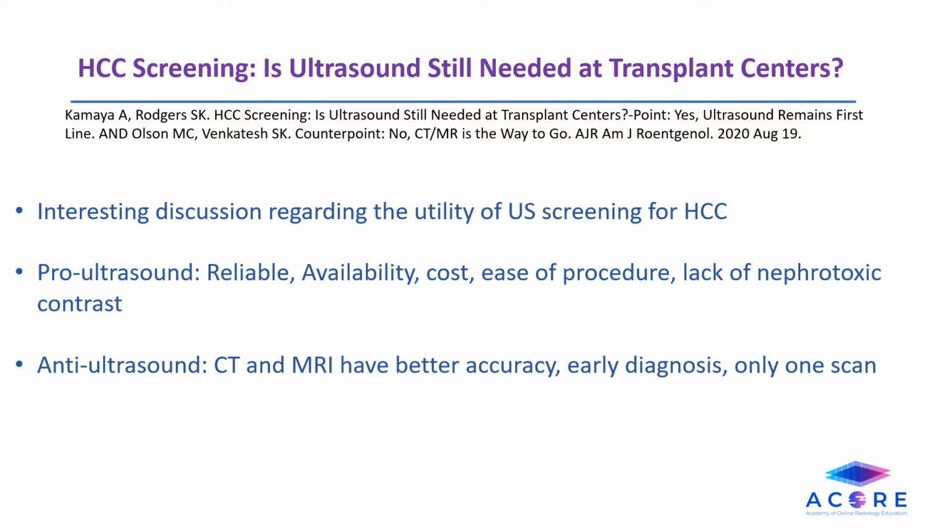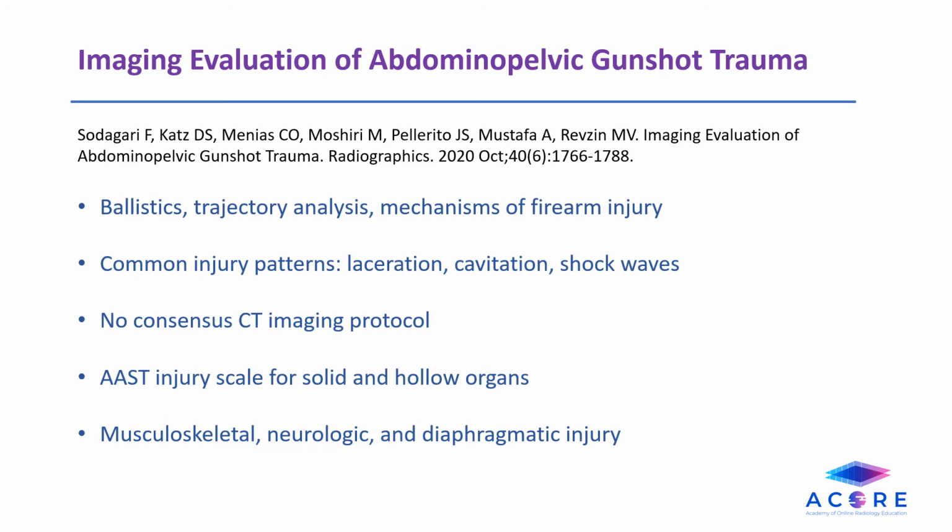The pro-ultrasound authors state that cross-sectional imaging may be more accurate, but that does not necessarily make it the better screening test. The counterpoint authors argue that CT and MRI are better due to their superior ability to diagnose early HCC, while ultrasound struggles to detect potentially curable disease. Cross-sectional imaging has the ability to fully characterize lesions with one scan, whereas patients with a positive ultrasound will be referred for CT or MRI anyways.